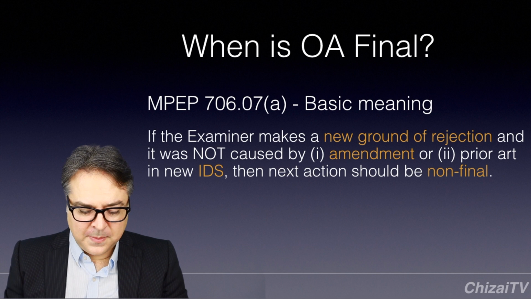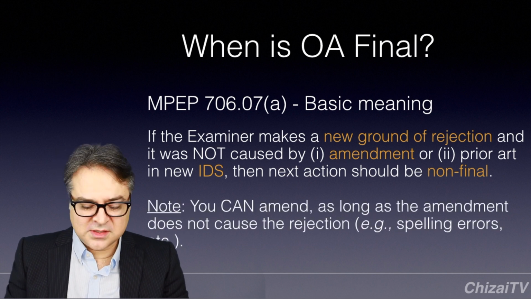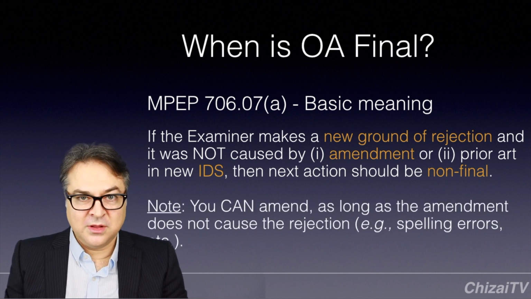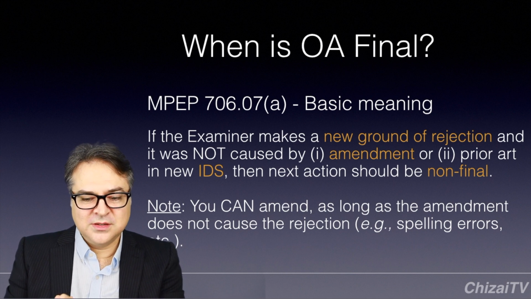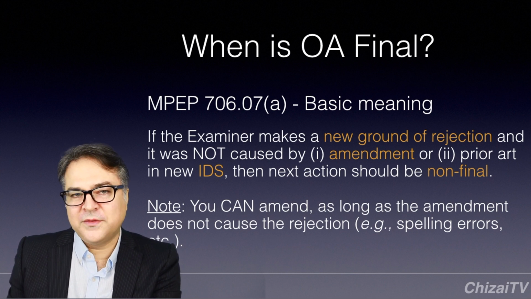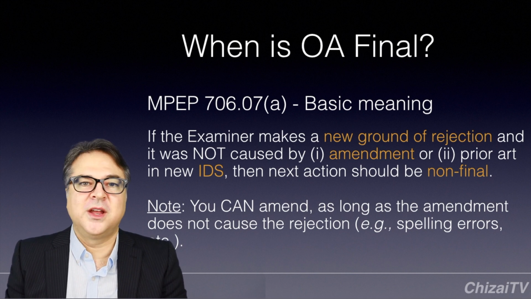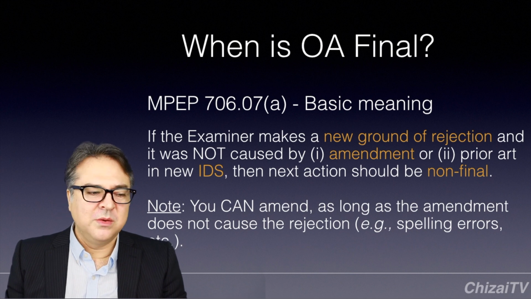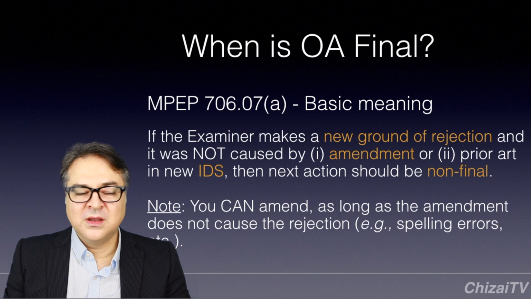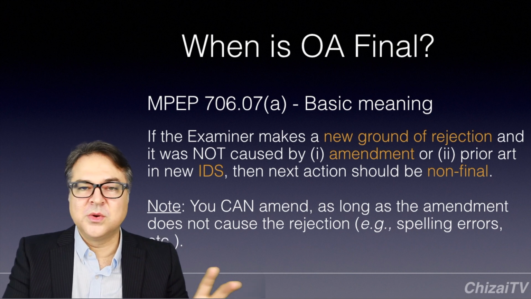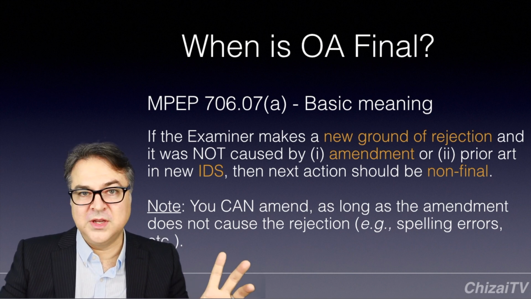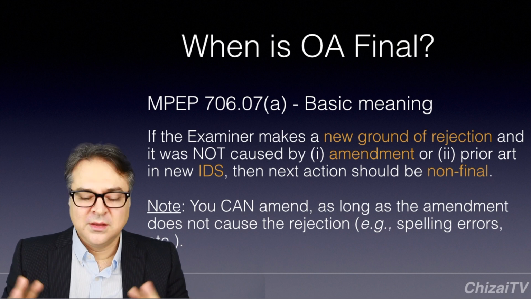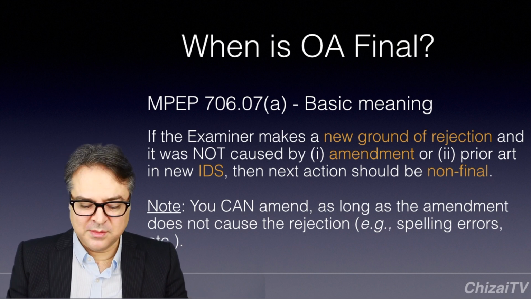Okay. And just as a side note, you can amend your claims and still not get a final office action if the new ground of rejection is not based on your amendments. So for example, you have some spelling errors in your claim, you amend some part of the claim, or you amend other features in the claim, and the examiner ignores that and gives you a new ground with the old features that were originally in your claim. The next action can't be final if the examiner does that.